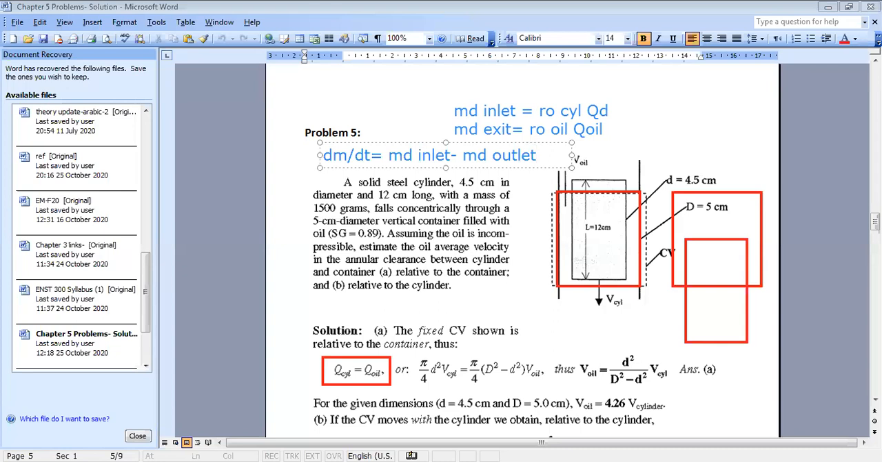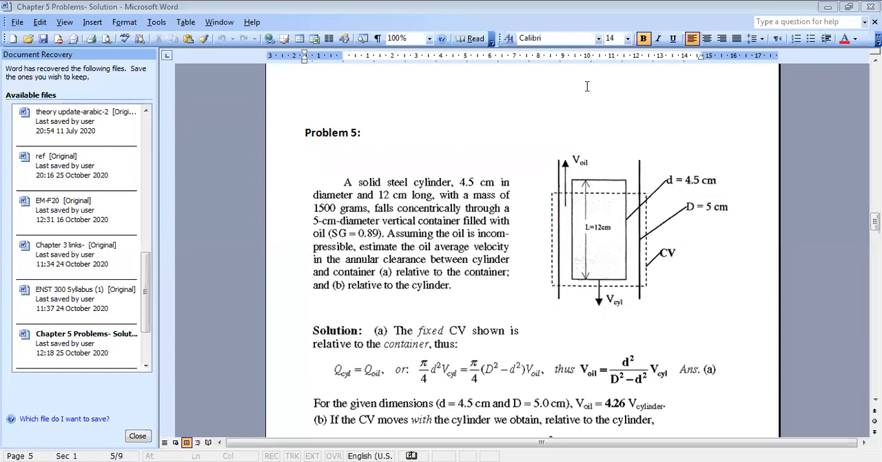Dr., Q is the volumetric flow rate? Yes, Q dot, yes. Q is the volumetric flow rate. So let us continue.